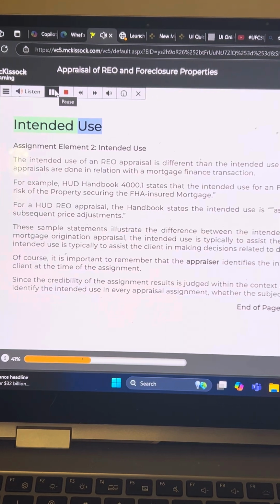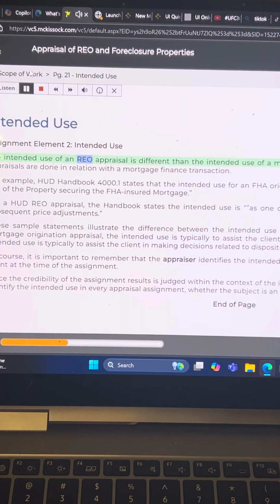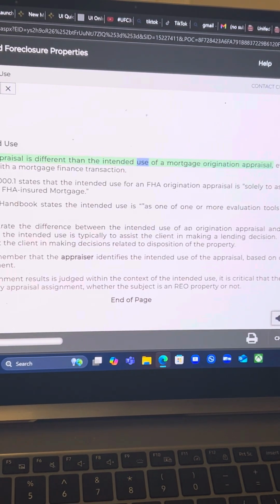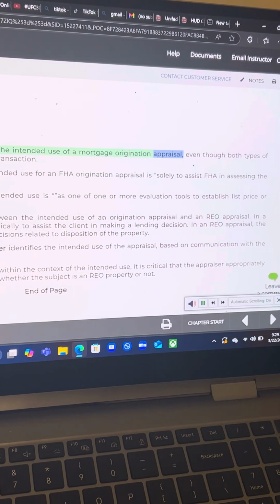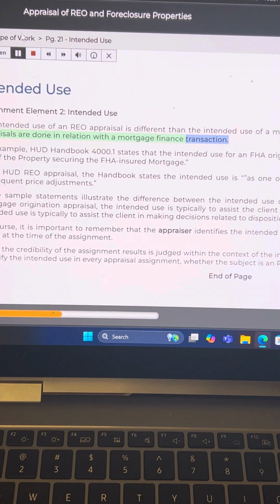Intended use. Assignment Element 2. Intended use. The intended use of a REO appraisal is different than the intended use of a mortgage origination appraisal, even though both types of appraisals are done in relation with a mortgage finance transaction.